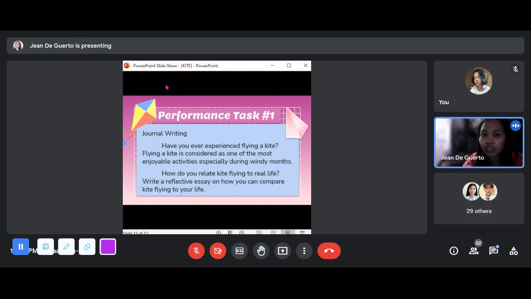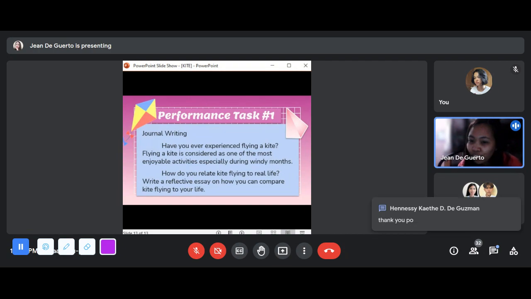Gagawa ako ng link para sa Padlet. Paglalagyan nyo ng performance task para hindi nyo na i-preprint. Okay. Doon ko na rin ilalagay kung kailan yung submission para sa performance task. Okay na? May question na kayo? Doon ko na lang ilalagay, Jeff.